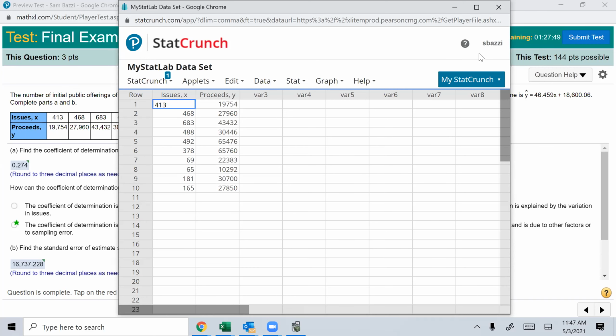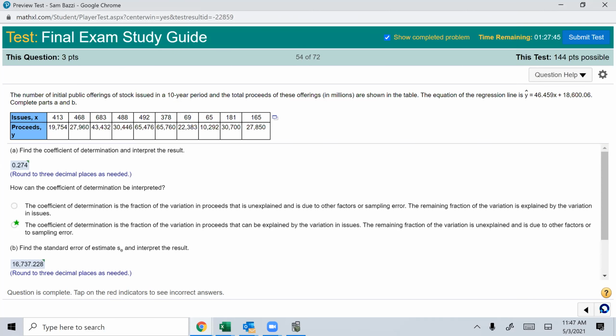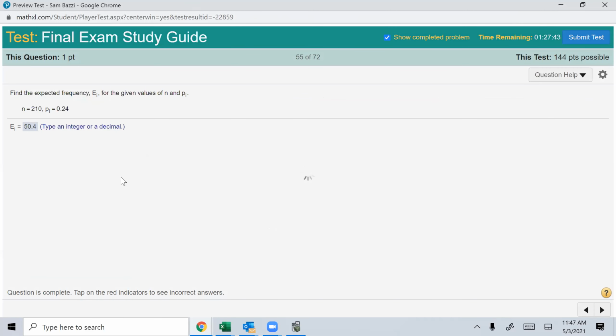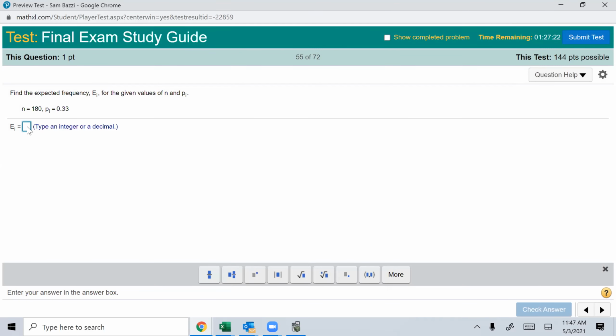So we missed a couple problems, guys. Find the expected frequency for the given value of n and pi. So the frequency will be the percent times the total. So there will be 0.24 times 210, and that should give you the answer right here. And if you want to do it, you just do 0.33 times 180.